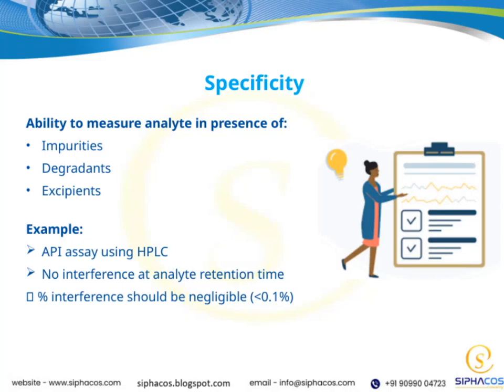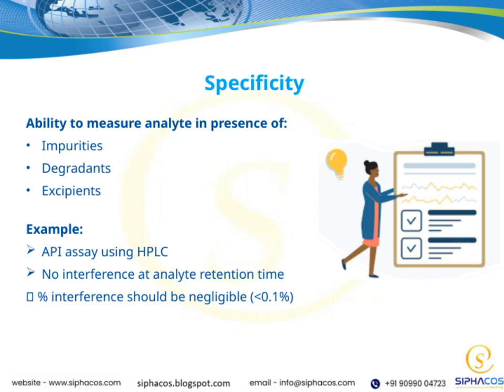Let's talk about specificity now. This is all about how well our method can measure the analyte even when other substances are present. These substances might include impurities, degradants, or excipients, all of which can potentially interfere with our measurement. For example, in an API assay using HPLC, we want to be sure there's no interference at the analyte's retention time. This means our method should be able to distinguish the analyte clearly from any other substances that might be there. The key point here is that any interference from these other compounds should be negligible, ideally less than 0.1%.